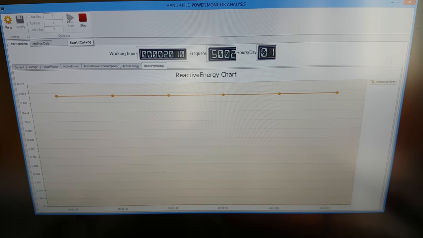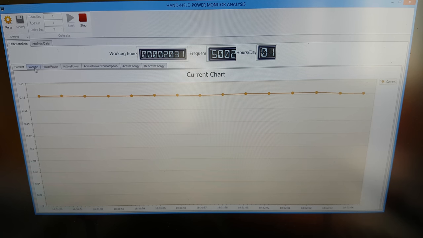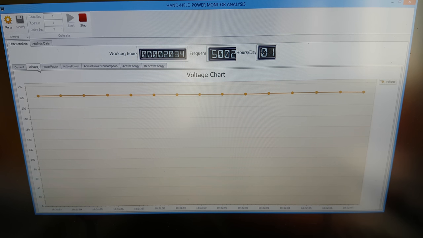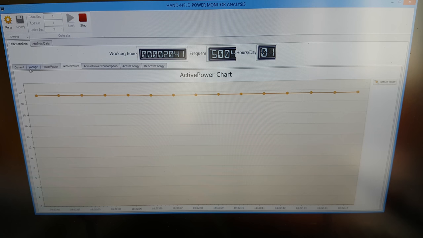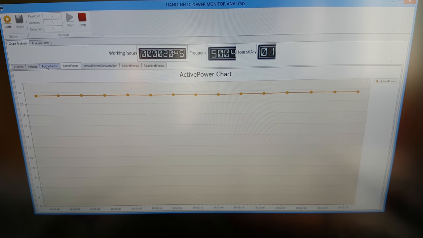So there you go, it's collecting power. Looks like the working hours is 20 minutes and 20 seconds since I did a reset. Seems pretty flat on the reactive energy. The current is going up and down a little bit. Voltage up and down a little bit. Not a lot, so I'm going to go and turn the light on and off. Let's see what happens.